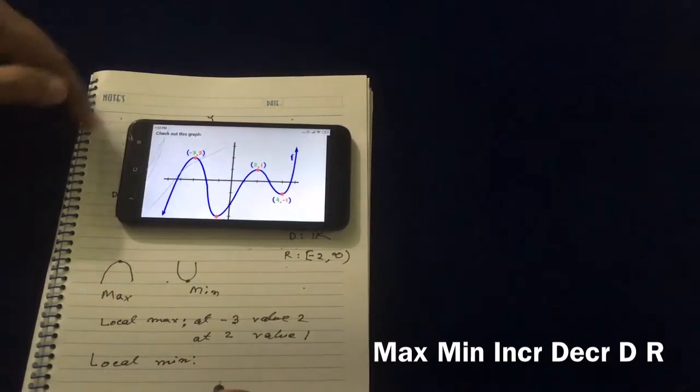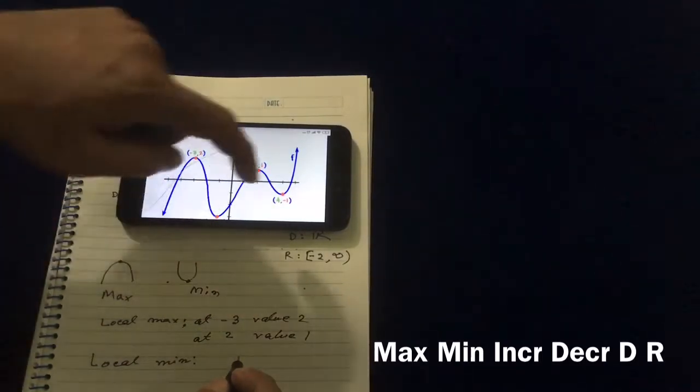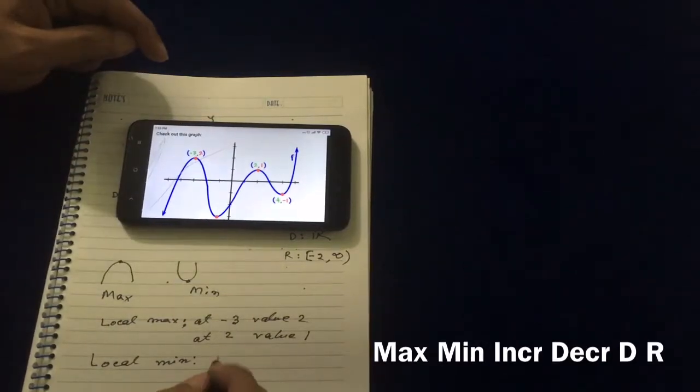So what is a local minimum? Do you see this? Okay, local minimum. Now the local minimum is this point and this point. The problem is I don't have the coordinates of this point here, so basically now I have to count it.